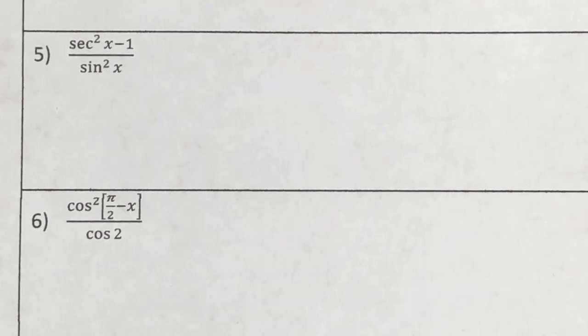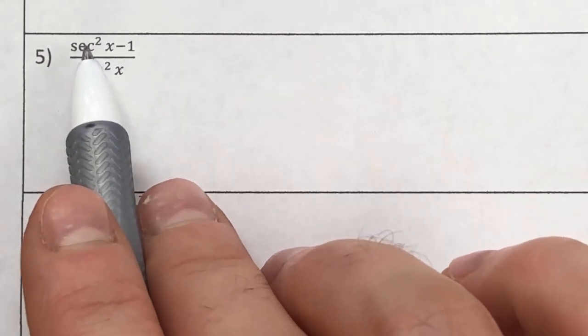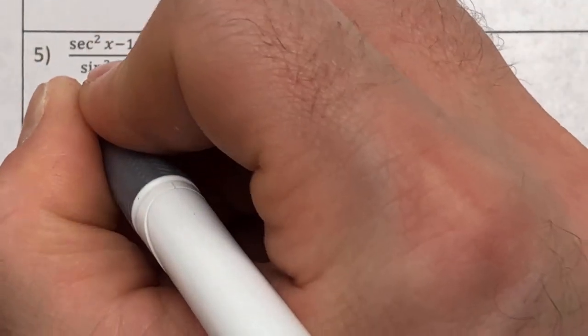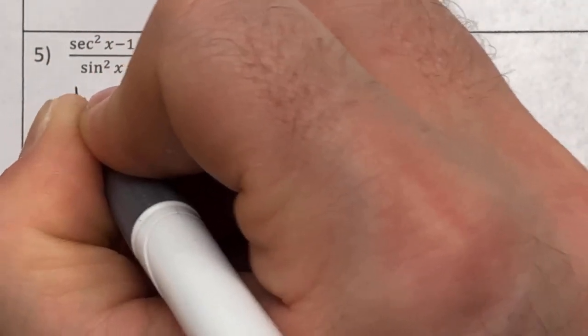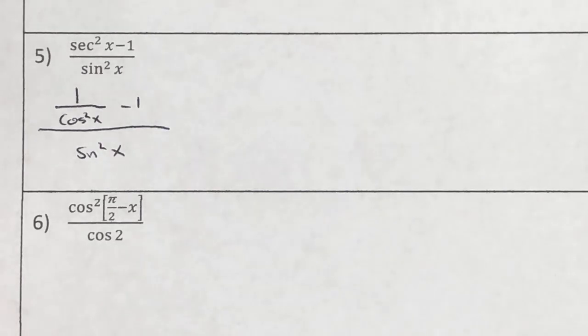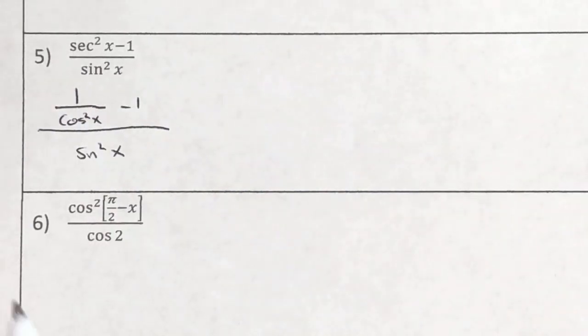Okay, so on number 5, again, the first thing I'm always going to do is rewrite anything that is not a sine or a cosine as a sine or cosine. So I'm going to write the secant squared of x as 1 over the cosine squared of x, all over sine squared of x. And again, it looks like I made it more complicated, but it's going to end up working itself out a lot more nicely.